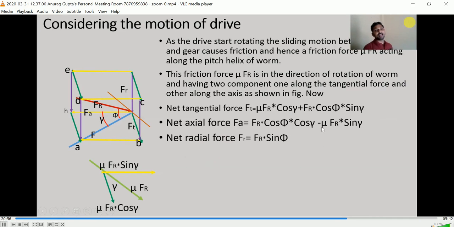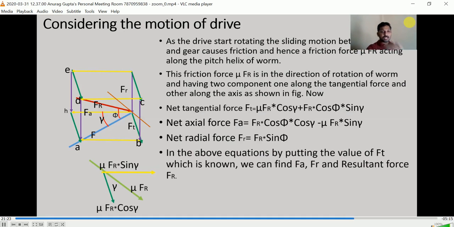And the net radial force: the friction force has nothing to do with the radial direction, so the radial force will be the same. Now here, by knowing the Ft, we can easily find out Fr, that is the resultant force. By putting the value of Fr in the Fa equation, we can easily find out the value of the axial force, and finally the radial force. So with the help of these three equations, you are able to find all the possible forces on the worm gear.